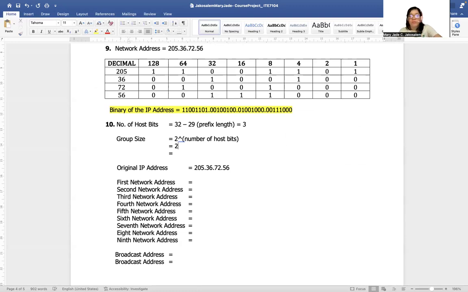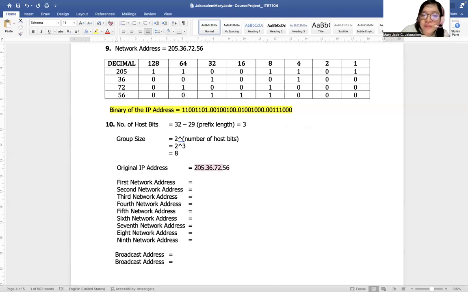Then we have to solve for the group size. 2 raised to 3 is actually equal to 8. Then we need again the original IP address, which is 205.36.72.56. Then we need to keep on deriving network addresses until the fourth octet is greater than or equal to 56.